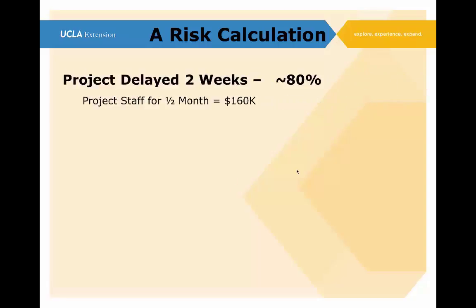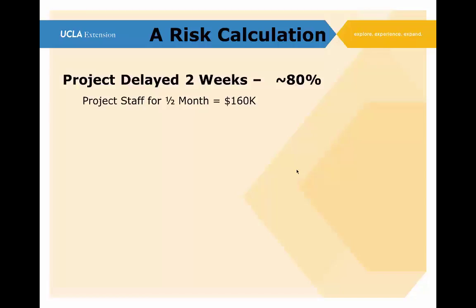Let's say that we've got a project and it's delayed, and the risk is that it's going to be delayed for 2 weeks, and the probability is about 80%. It's pretty high. And what that delay says is, if we're delayed for 2 weeks, our project staff with half a month of delay is going to cost us about $160,000. So that 2-week delay, about half a month, we're talking about 2 calendar weeks, 2 business weeks, 10 working days, and as a rule of thumb, we just say there are four weeks in a month.